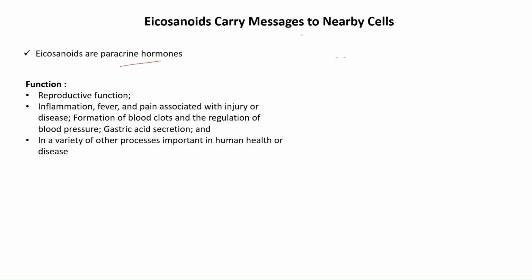So where do eicosanoids function? They function in reproduction. They have an important role in inflammation, fever, pain associated with injury or disease, help in the formation of blood clots, regulation of blood pressure, gastric acid secretion, and a variety of other important processes that involve human health and diseases.